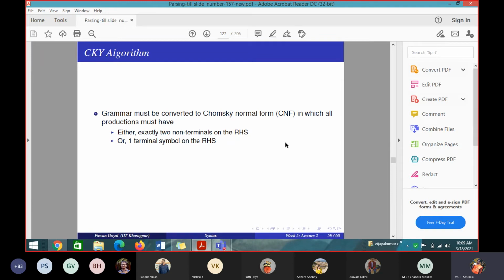The first one is exactly 2 non-terminals on the right hand side. How many non-terminals should be there on the right hand side of the rule? What is the general form of a production rule? LHS implies RHS.